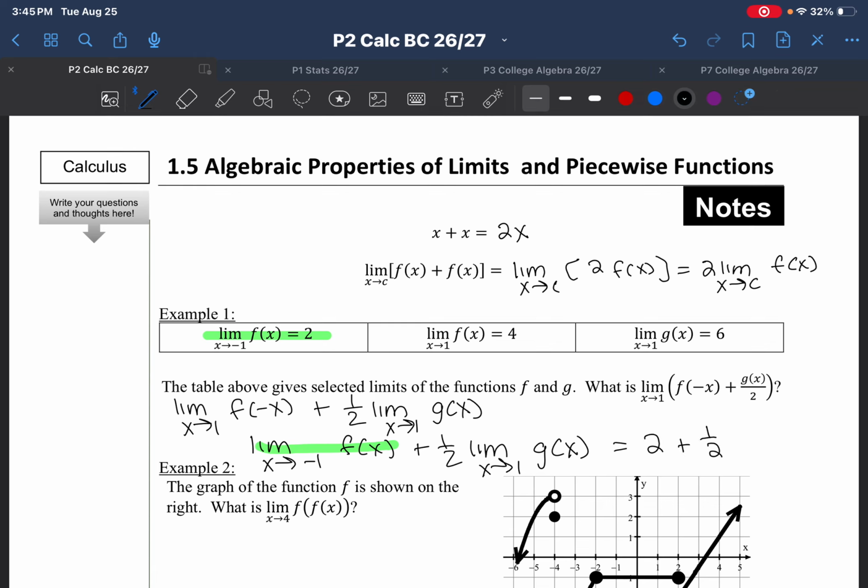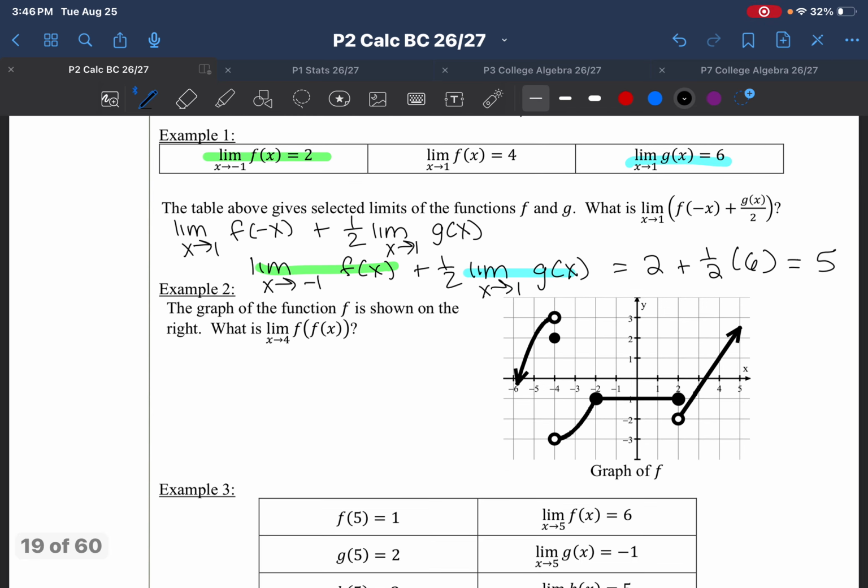Plus 1/2, and then the limit as x approaches 1 of g of x is 6. So times 6, that is this part here. And so if I simplify that, 1/2 of 6 is 3. 2 plus 3 is 5. So the limit of this composite function is going to be 5.